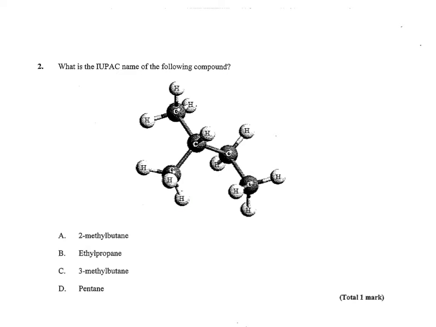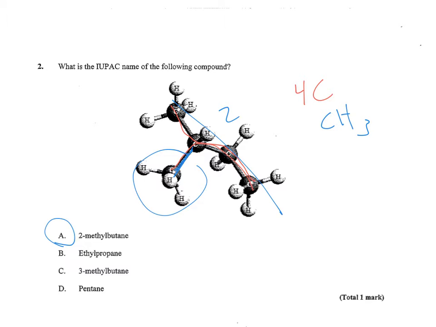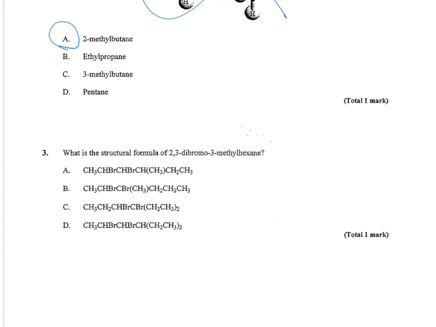Question number 2 wants to know, what is the IUPAC name of the following compound? I look for my longest chain, which is going to be 4 carbons, either here or counting this as my longest chain, but either way it's 4 carbons. And then there's a side chain, which comes off here with the CH3 branch. So that is going to be 2-methylbutane, because there's a methyl group coming off the second carbon of 4.